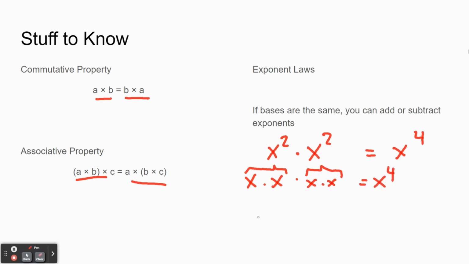You could do this with division as well, in which case you are going to subtract. If we do something like this, and we'll just put a 1 there for the argument, this would be the same thing as subtracting our exponents, so we'd just have x to the 1st, which would just be x. So pause the video here if you need to write down any of these things. Otherwise, we'll jump into the actual problem that we're trying to solve.